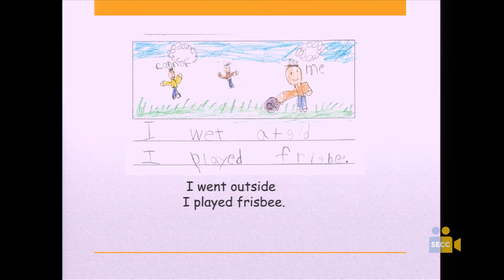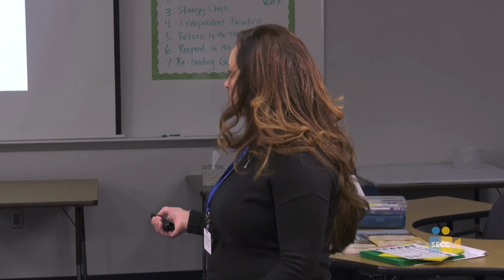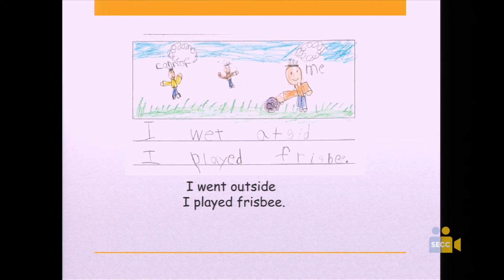They started with a capital, they have spaces, they have a period. A couple things here that I would just maybe suggest is the high frequency words. This is supposed to be went. And if it's been introduced, again, just remind them. It's a high frequency word. Let's spell it correctly.